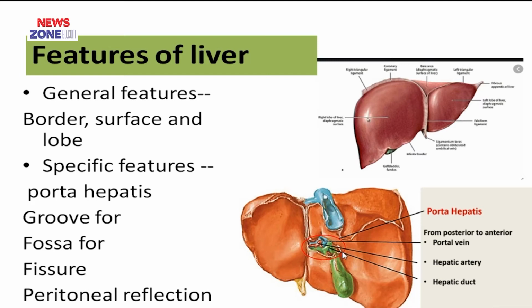And what are the special features? There's a gateway of the liver, this is the porta hepatis. It is the gateway of the liver, and there is a fissure for the ligamentum venosum, a fissure for the ligamentum teres, and also there is a fossa for the gallbladder and a groove for the inferior vena cava.